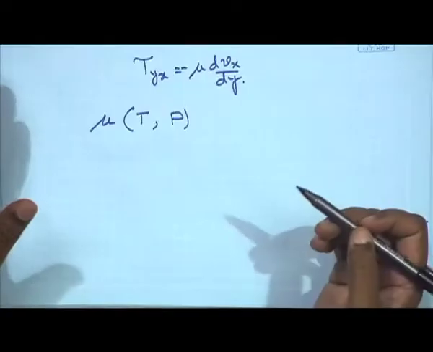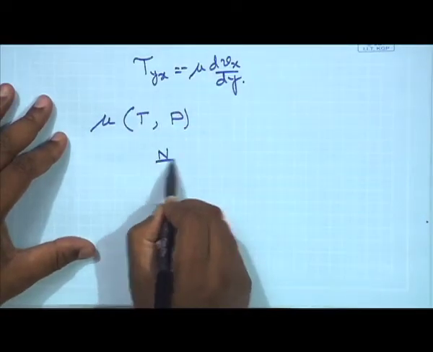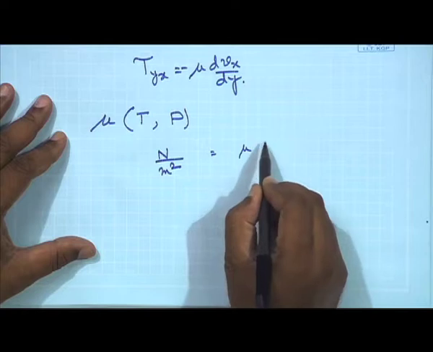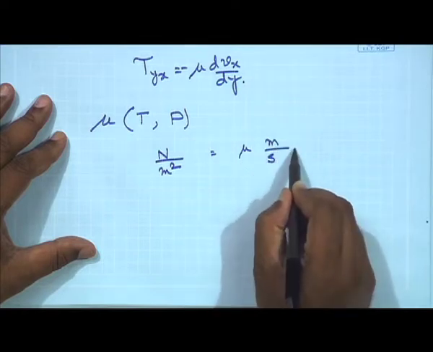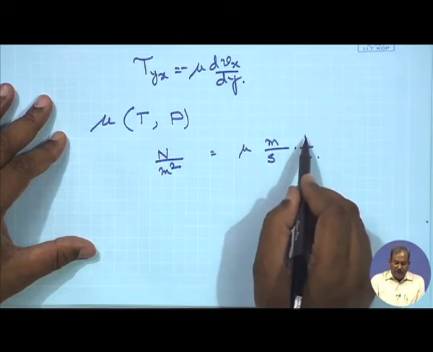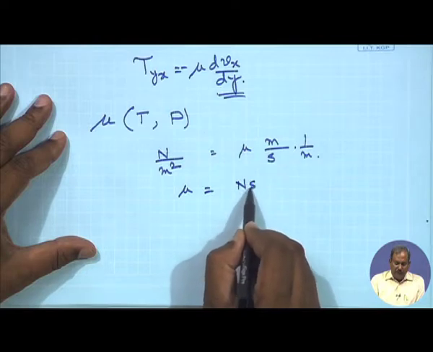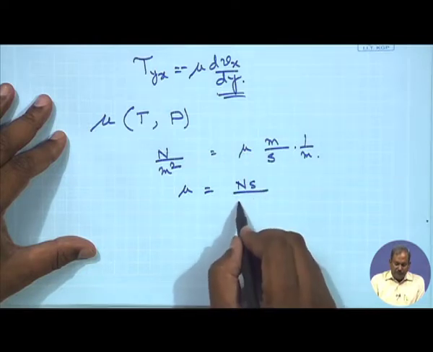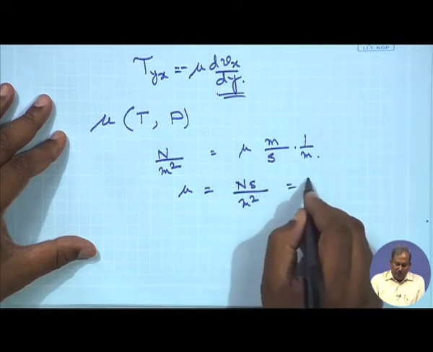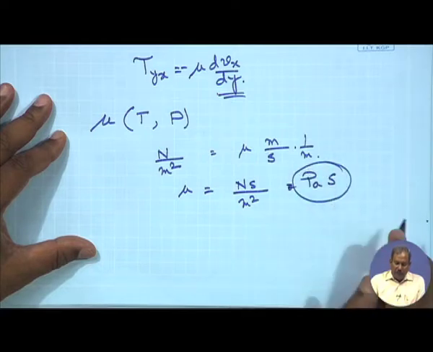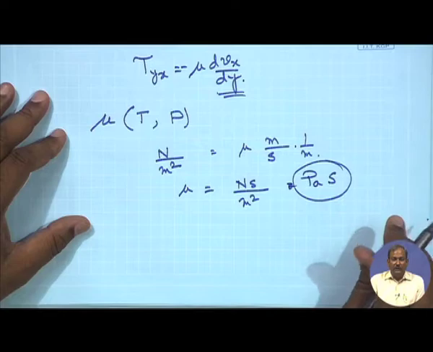So you would be able to obtain the units of viscosity directly from here, where the shear stress has units of Newton per meter square, and then you have meter per second for velocity, and then 1 by meter for this part, and therefore your viscosity has units of Newton second per meter square. In other words, Pascal second is the most common unit for viscosity, and that's the unit of viscosity in SI units.